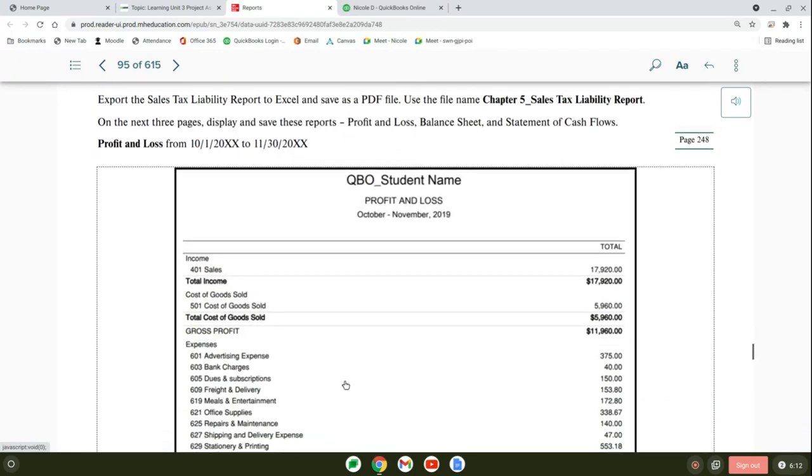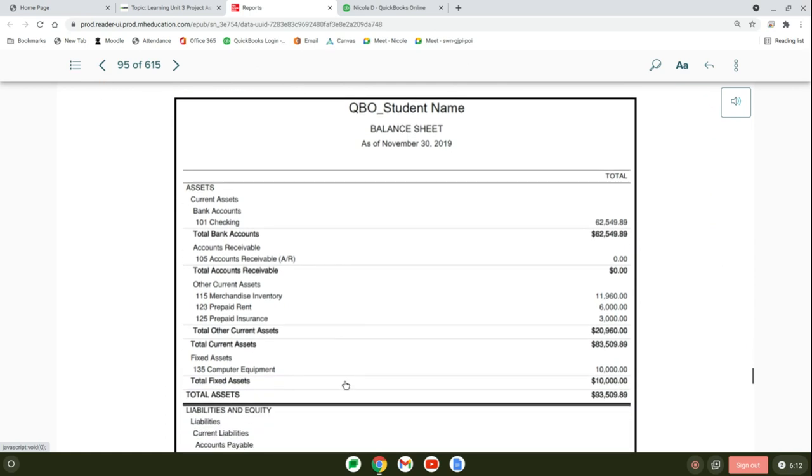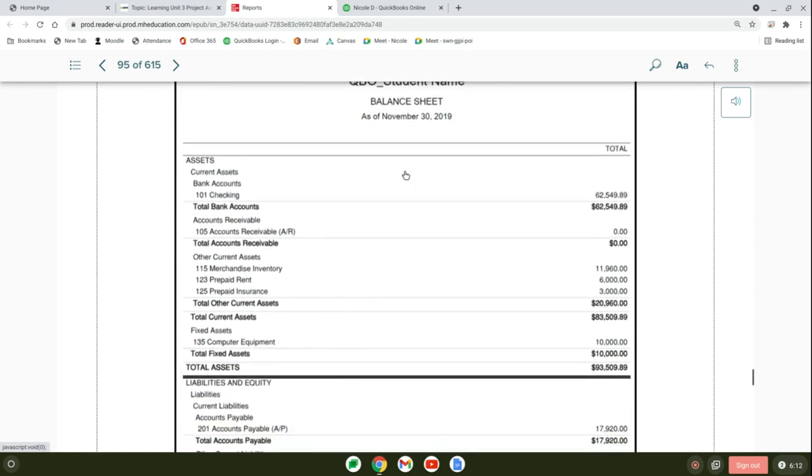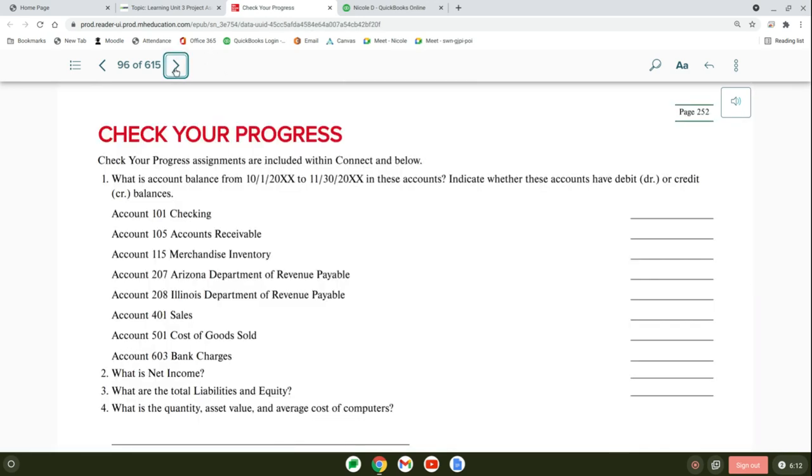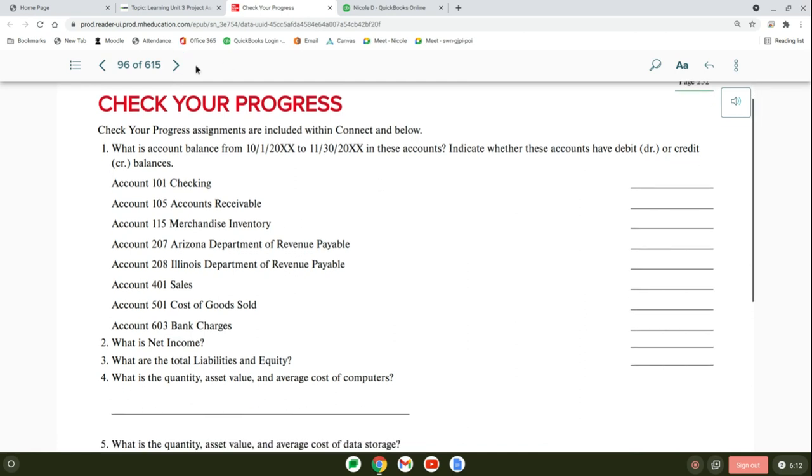So I'm not going to go over that, but I am going to scroll down and make sure I give you the correct number. So if you do your balance sheet before you save, just check and make sure it's $93,509.89. Okay? If there's an error, like I said, they do have the journal there for you to compare your journal to their journal. Let's do the homework.